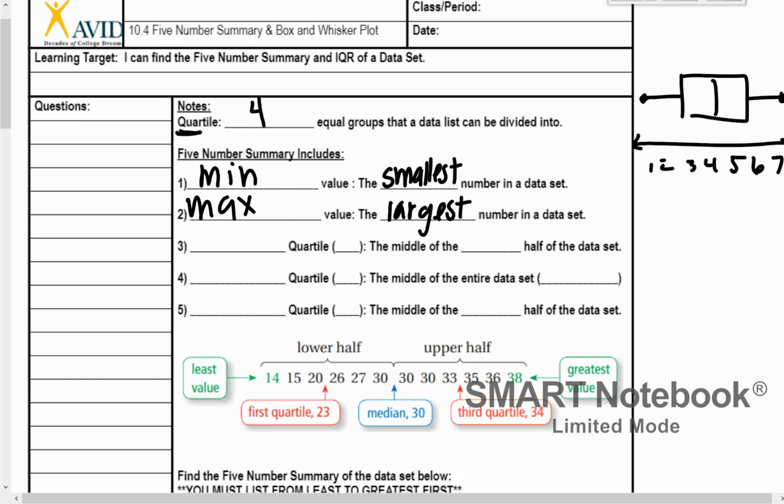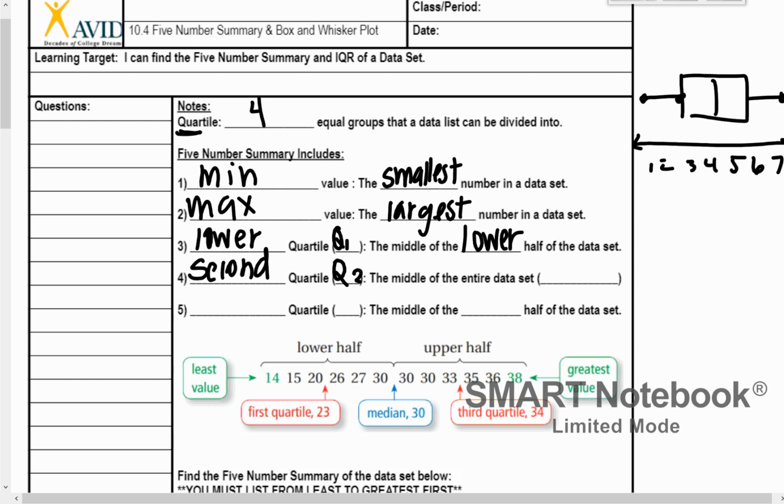Our lower quartile, we call that Q1. That's the middle of the lower half of the data set. Okay, and we'll talk about that. That's going to be this point right here. This should say first quartile, but we'll call it the lower quartile. That works too.